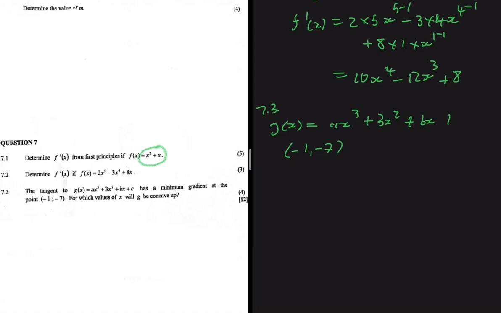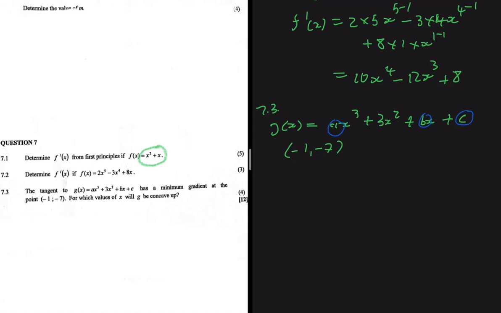I think if there's one thing we can agree on here, it's that this question will be extremely easy if we knew the value of a and the value of b, and maybe I forgot plus c here. So let's give it a try and see if we can find a, b, and c. If we find a, b, c, then we're just going to differentiate twice, equate to 0, and then we'll be able to find for which values of x will g be concave up.